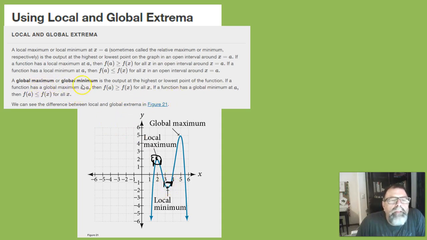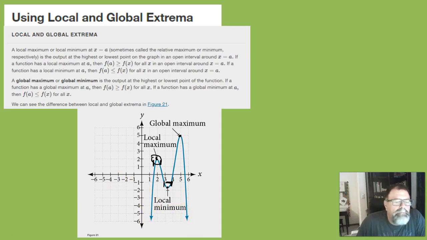A global maximum or global minimum is the output at the highest or lowest point for the whole entire function. So this is a local maximum, but because it's the highest value for the whole function itself, since the left end and the right end are going down, and there's no other point higher than this, this would be a global maximum. And this function does not have a global minimum because it goes down without bound on both sides here.